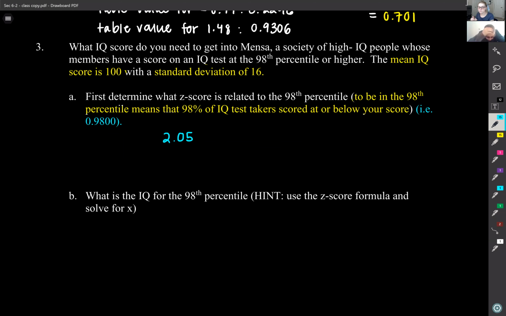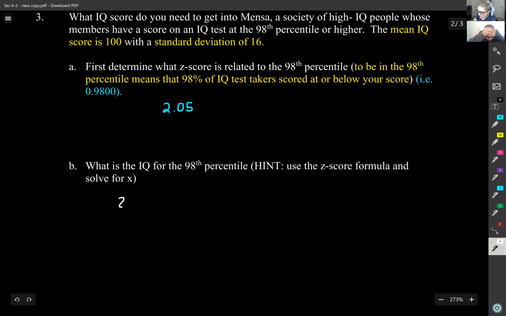So we're going backwards. So remember when we first started doing this stuff, we had the formula z equals x minus mu over sigma. So we have three of these items. Sorry, I should have written z equals. We know that z is 2.05. We were also given the mean and we were given the standard deviation. So now we have to work backwards to solve for x. So this is where you have to bring in your algebra skills and go ahead and find what x is.